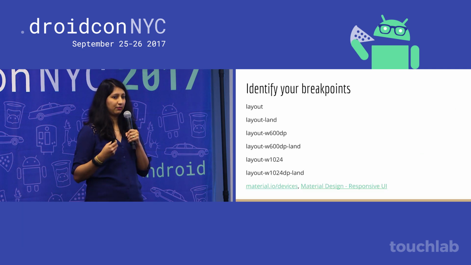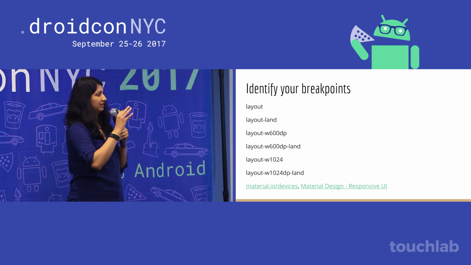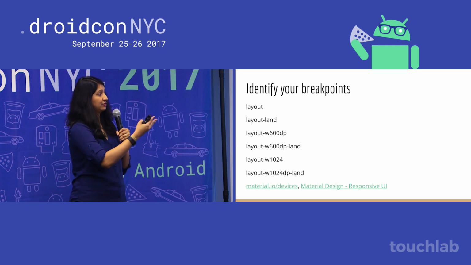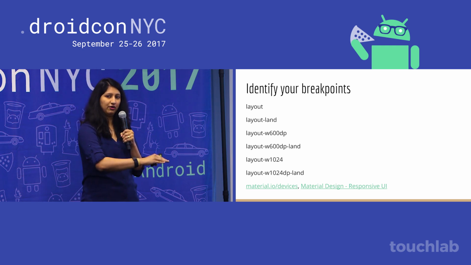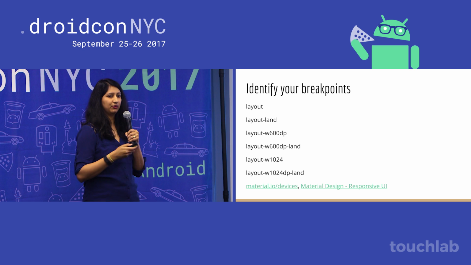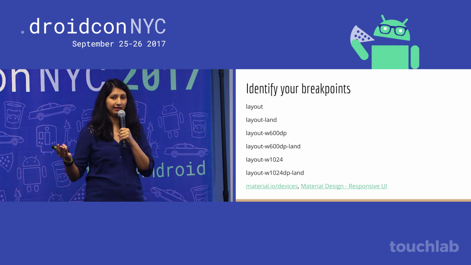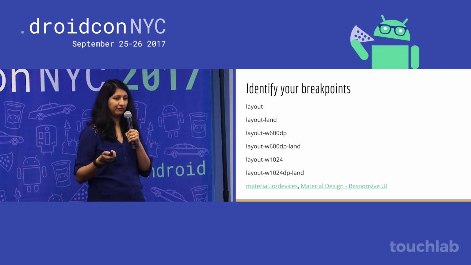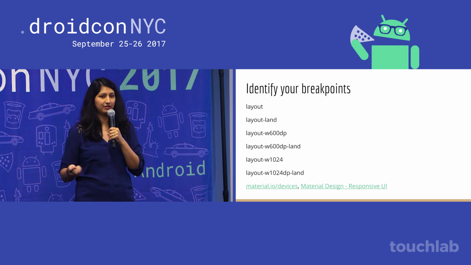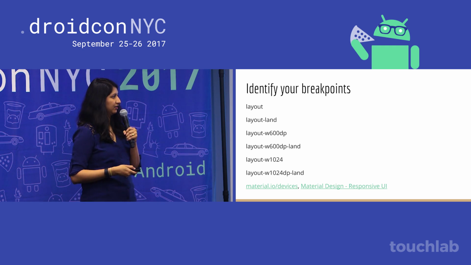In our case, the breakpoints that we use to identify when the layout should change, we've actually identified 6 of them. So you have layout, which is the default value, and that's for portrait. Layout land, which is for landscape. Layout width 600 dp is anything like a phablet, anything between phone and tablet. Layout width 600 dp land, and then layout width 1024 for tablets, and layout width 1024 dp land. And you can make these decisions using Material IO devices and the Material Design responsive UI.